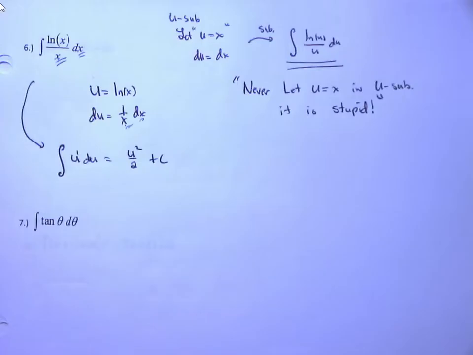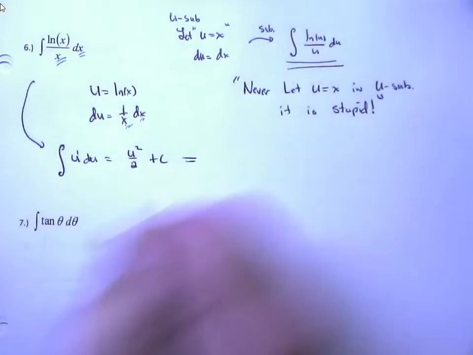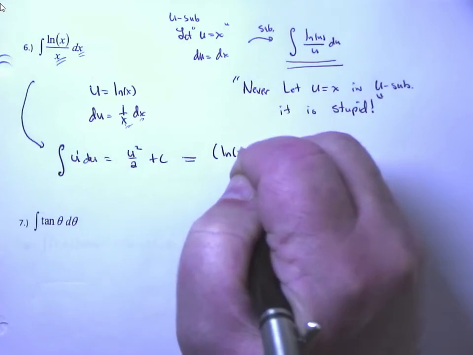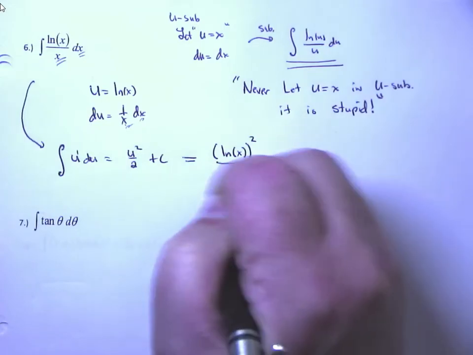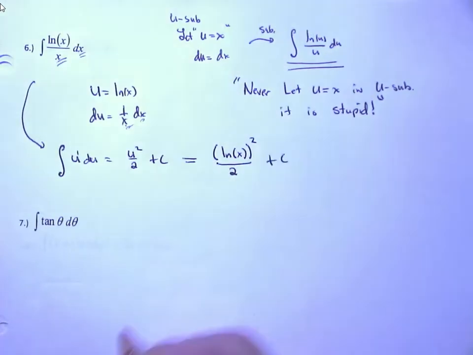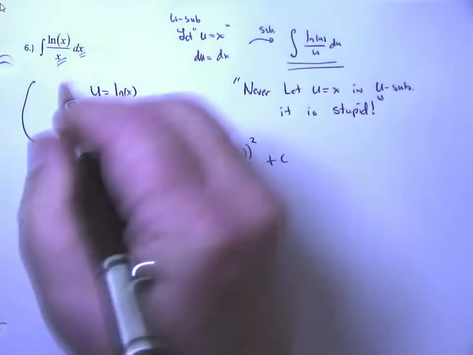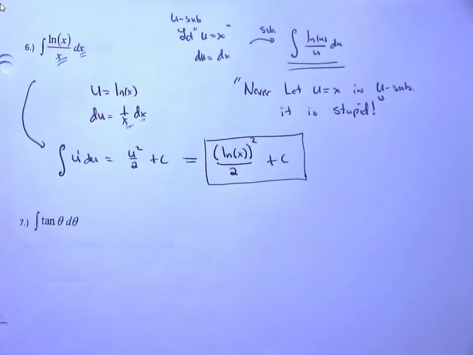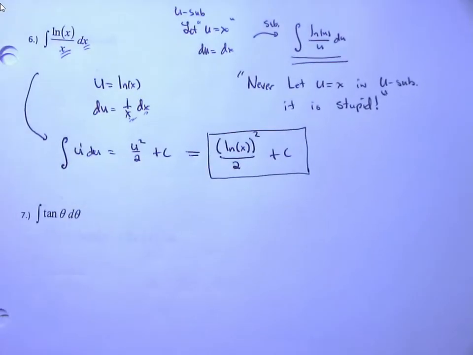And what's the last thing I'm going to do? Back substitute. The answer is the natural log of x, squared, over 2 plus c. Officially, put the absolute values around this thing, but that's the answer right there. Does that make sense? Did I lose you guys anywhere? All right, look at the next one.